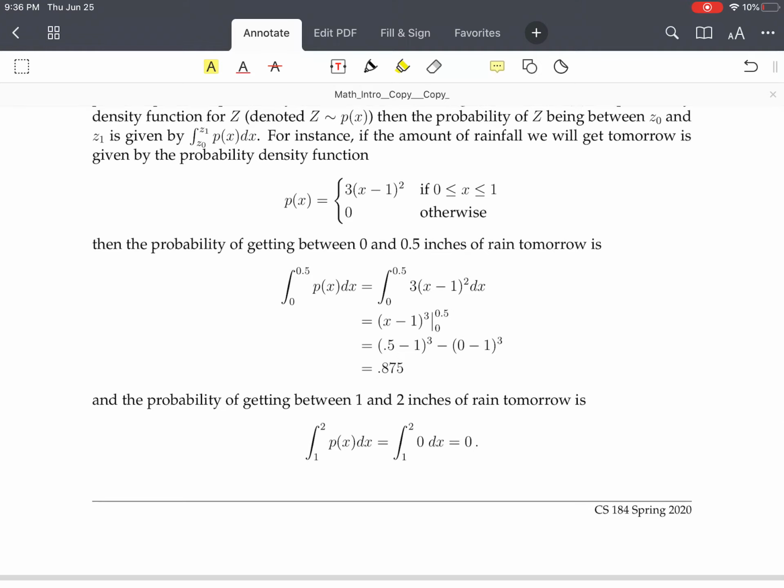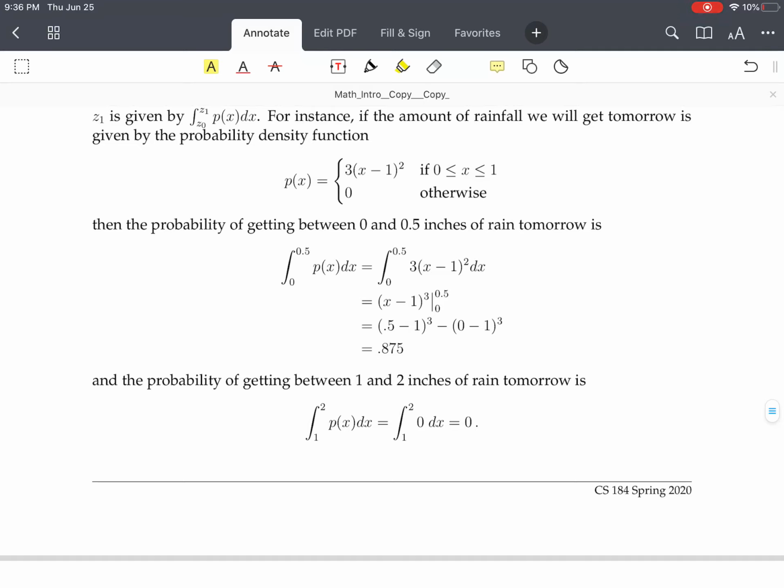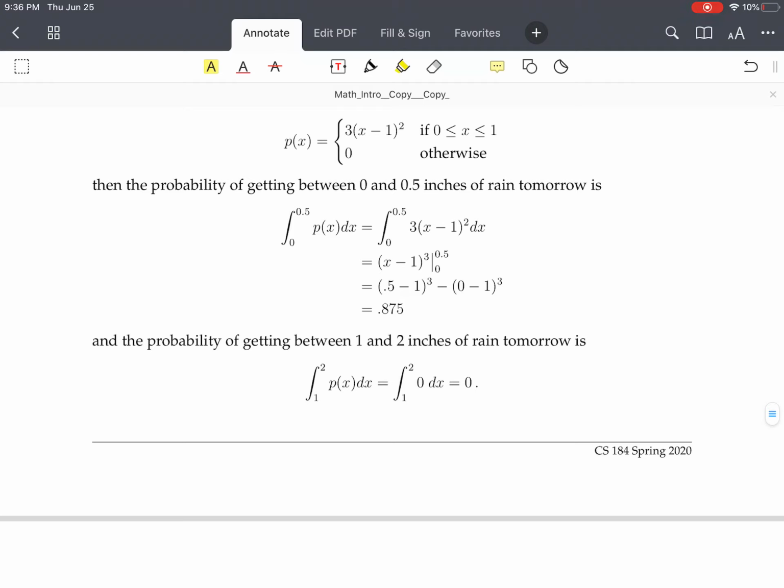So plug it in, we take the antiderivative, plug it in, solve, and we'd find that it's 0.875. So there's an 87.5% chance that we have less than half an inch of rain tomorrow. And so we could also do this for, let's say, what's the chance we get between 1 and 2 inches? So if we do that, plug it in, 1 and 2.